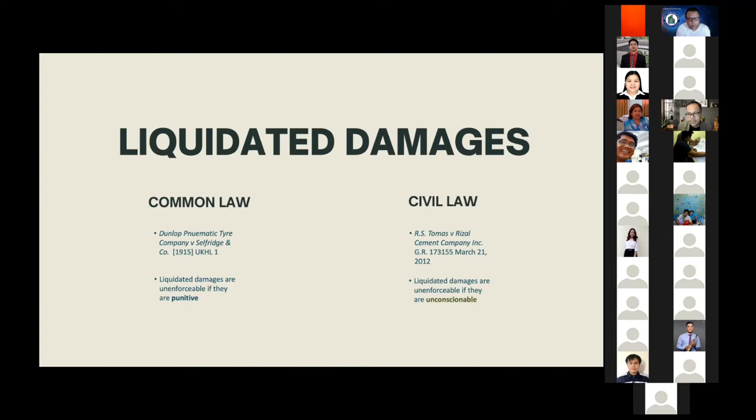So in recent cases, the liquidated damages clause, when found to be extravagant, is reduced to reflect a more realistic amount of the harm done to the claimant. This was the position of the Supreme Court of the Philippines when it ruled in the case of R.S. Tomas versus Rizal Cement Company, where the court held that the decision of the lower court in reducing the amount of the liquidated damages because it is unfair is justified and correct. So there's the conundrum between a civil law jurisdiction and a common law jurisdiction. In the Philippines, as I have said earlier, the courts consider liquidated damages as penalties to be enforceable.